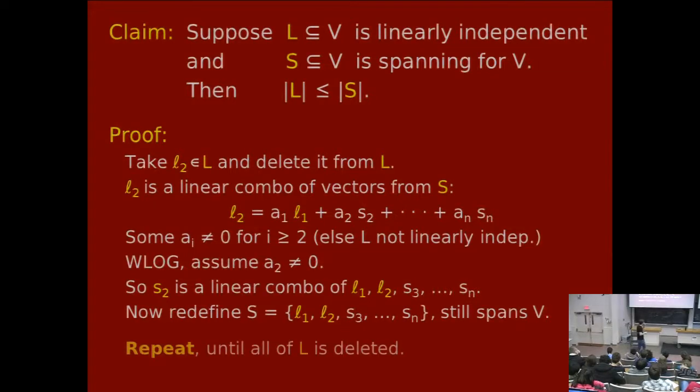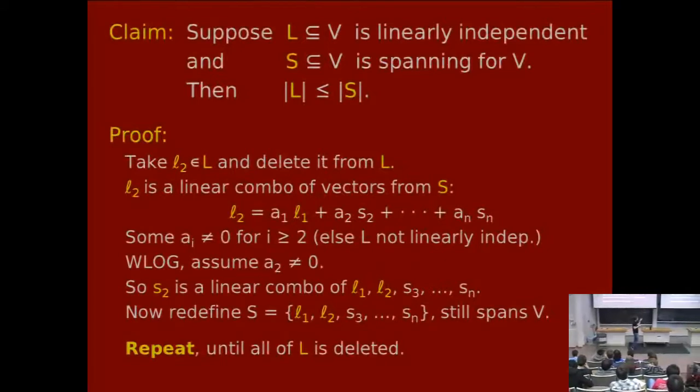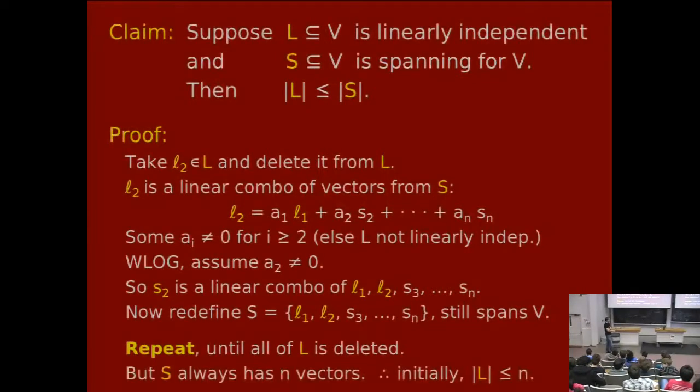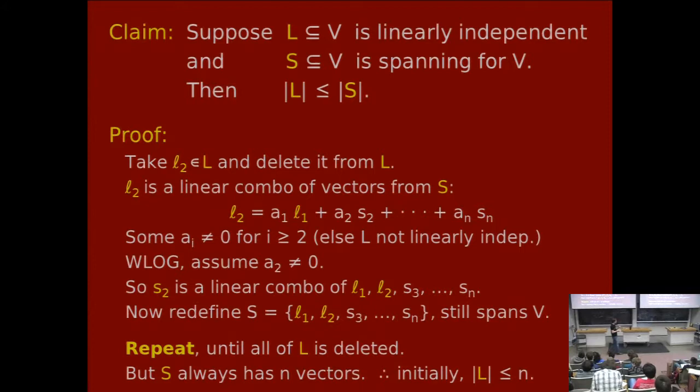All right. Well, basically that's it. So what we've shown is that, by using the fact that L is linearly independent, we can keep bringing some vector from L, taking it out of L, and sticking it into S in such a way that you always maintain that S is a spanning set. But we never change the number of vectors in S. It's always n. So that means, if you can keep deleting things from L and putting them into S, then L must have had at most n things to begin with. So the cardinality of L is at most the cardinality of S.